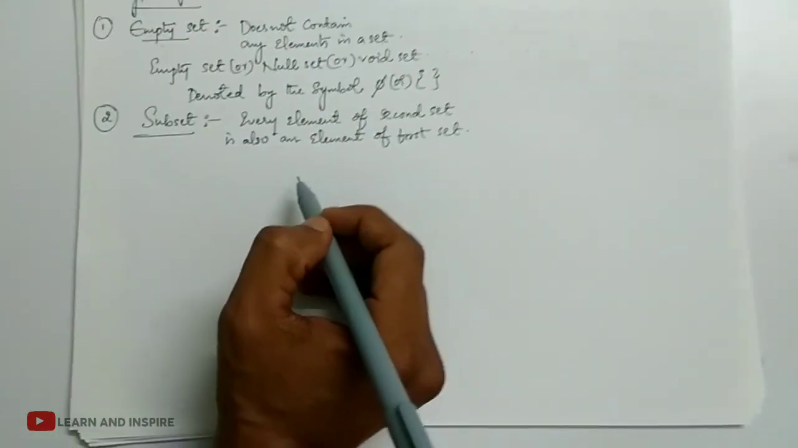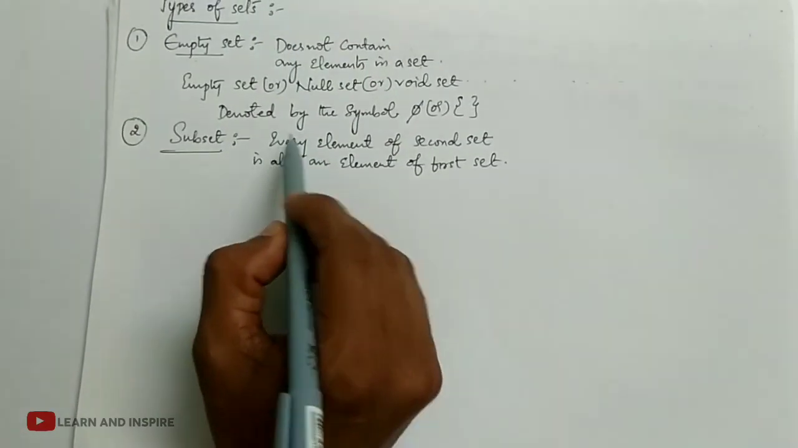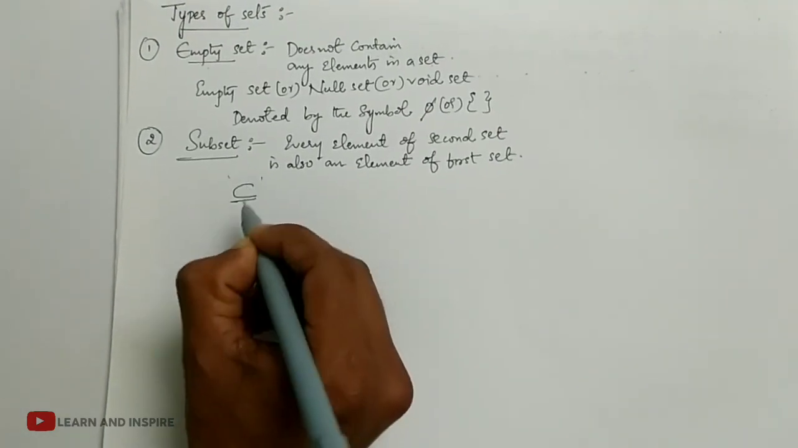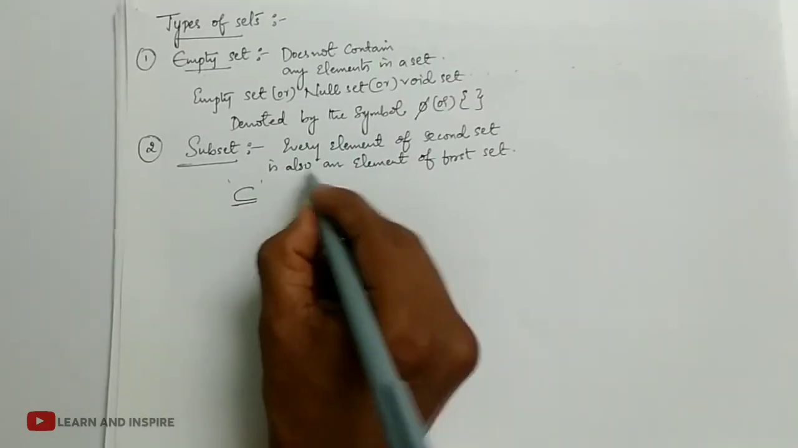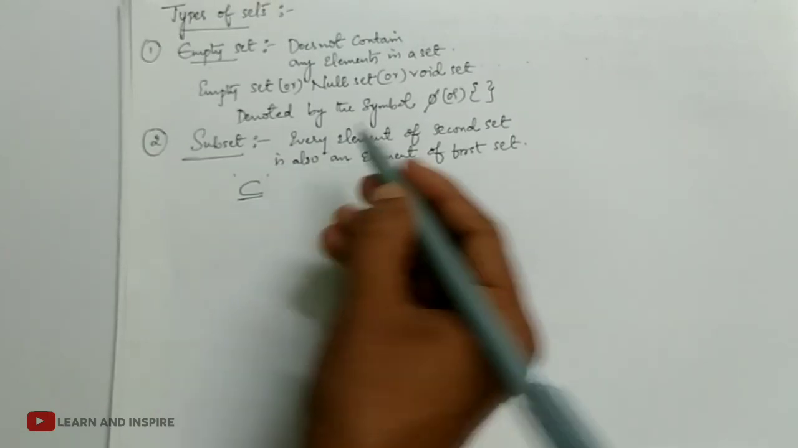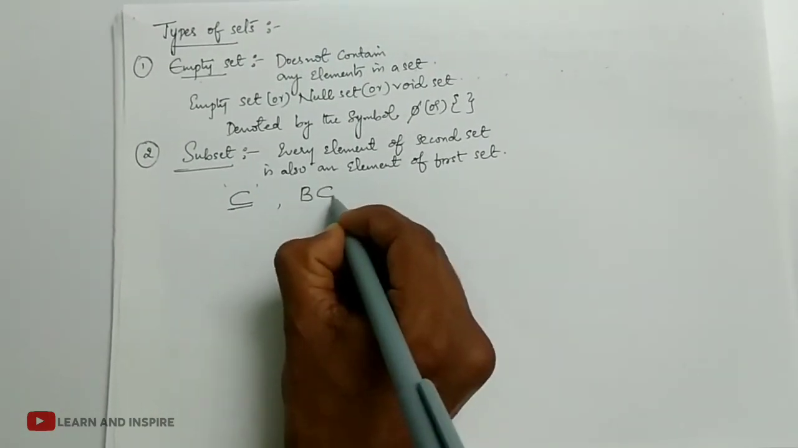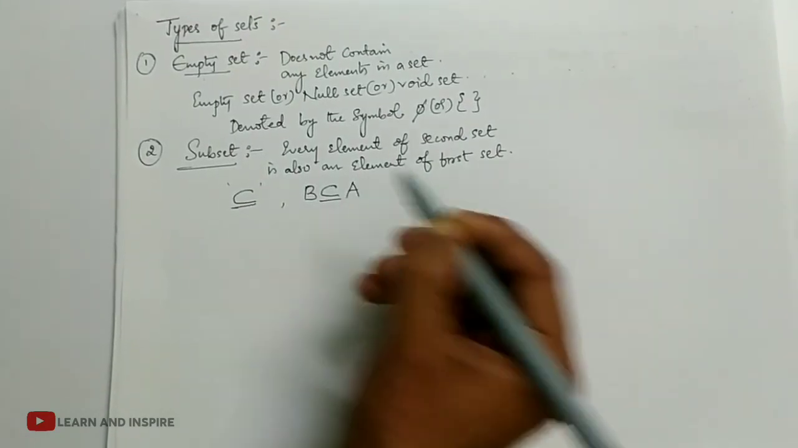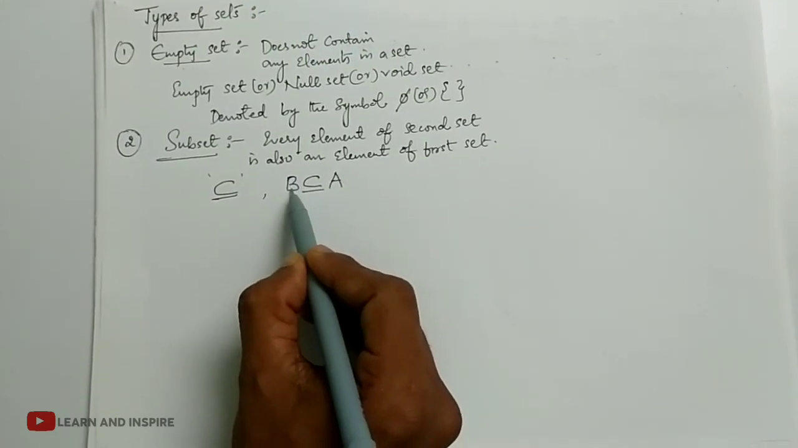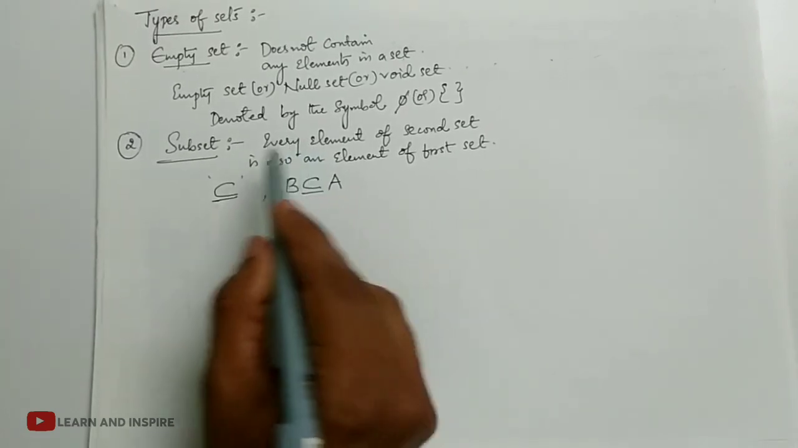a subset. So here we have a symbol. The symbol we use for subset is this one. Okay, and from this definition, we can write every element of the second set. Second set I take as B, which is a subset of the first set I take as A, that is B is subset of A. That means every element of set B is also an element in set A. So this is the definition for subset.